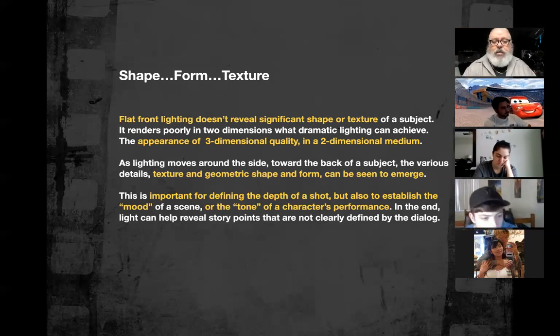Okay. As lighting moves around the side towards the back of your subject, the various details of texture and geometric shape and form can emerge. This is important for defining the depth of a shot, but it can also establish the mood of the scene or the tone of a character's performance. In the end, light can help reveal story points that are not clearly defined in the dialogue. So the idea is that the lighting can suggest moods, can suggest ideas, or reinforce themes that are reflected in the performance of the actors and in their dialogue. Okay.